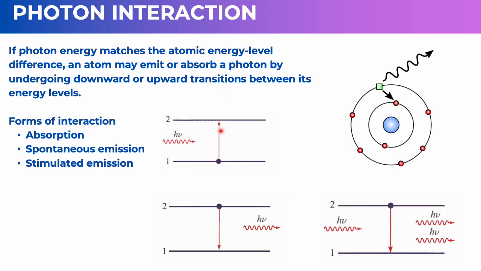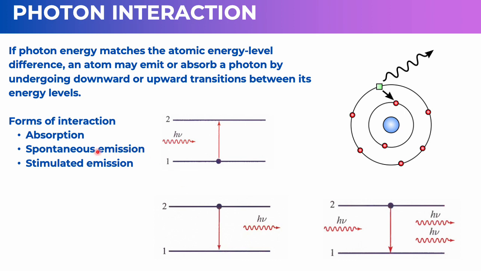In absorption, this is what it looks like. You have a photon which hits an electron. The electron absorbs this photon, and then it moves to a higher energy level, and the difference between the energy of these two levels would be equal to the energy of the photon. So this is absorption. And emission is when the electron loses energy to come to a lower state.